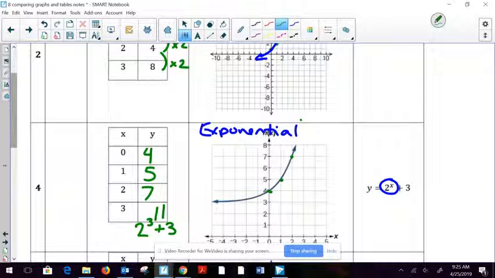But again, if we look at our numbers, 4, 5, 7, there's no real pattern that we can see right away. It's not anything symmetrical. It's not being added or subtracted. So this one definitely is an exponential equation.